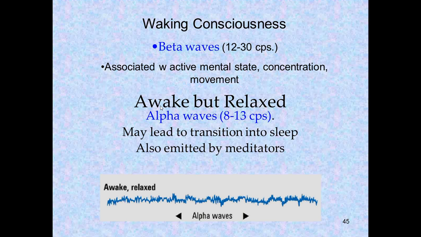When a person is awake but more relaxed, then we see the appearance of alpha waves, slower, 8 to 13 cycles per second. Now, normally this will lead to a transition into sleep, although what they have found is experienced meditators can produce a great deal of alpha waves without becoming drowsy. This seems to be sort of a learned skill that the practice of meditation has enabled them to achieve.